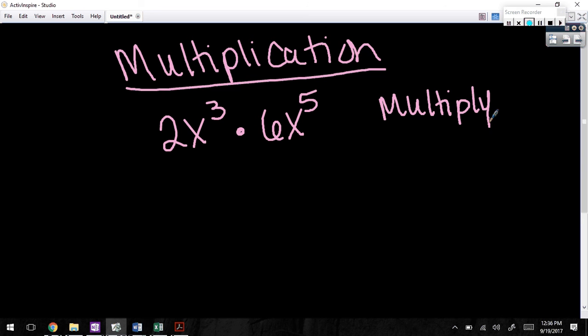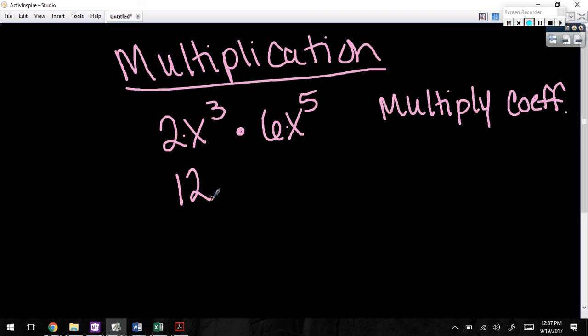You multiply the what? Multiply the coefficients, right? Remember, multiplication is commutative, so I can do it in any order. This is like 2 times x cubed, 6 times x to the fifth. So I could do the 2 and the 6 first. So I multiply the coefficients. Now, how would you do x cubed times x to the fifth?